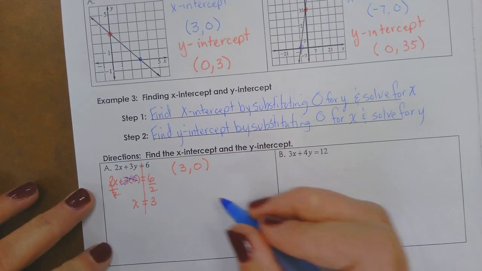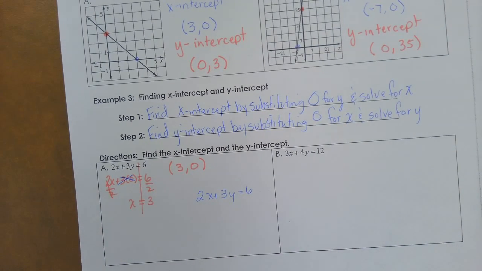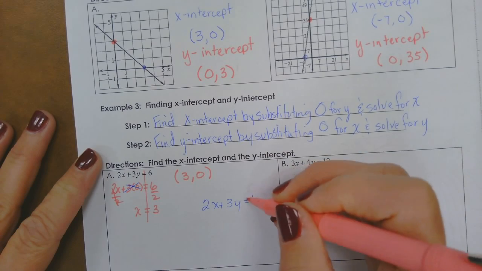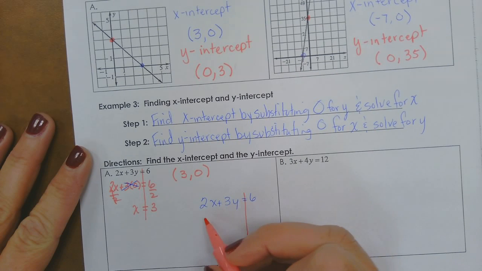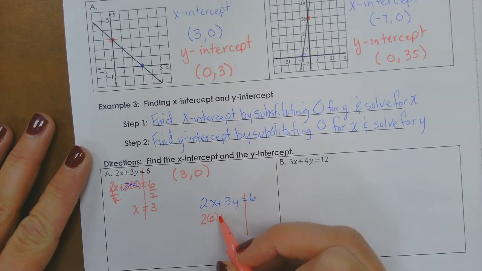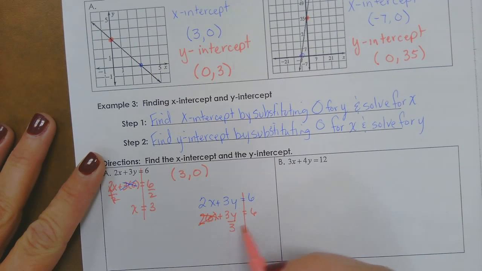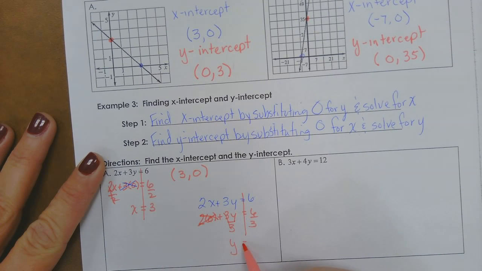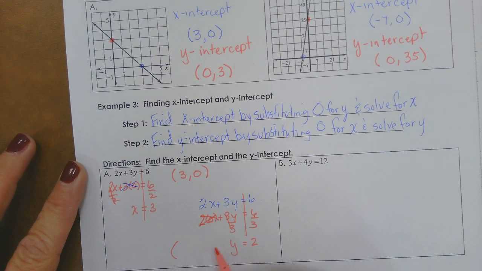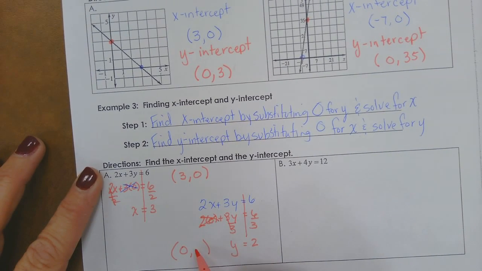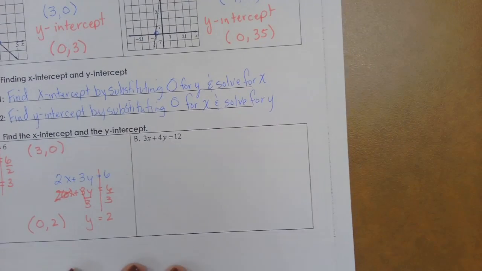And then we're going to do this again. 2x plus 3y equals 6. And this time, we're going to solve for the y-intercept. And for the y-intercept, we're going to substitute 0 for x. So 2 times 0 plus 3y equals 6. That equals 0, so we're going to divide by 3 on both sides, and y equals 2. So the y-intercept, we put in 0 for x, and this was 2. So there's your x-intercept and your y-intercept.